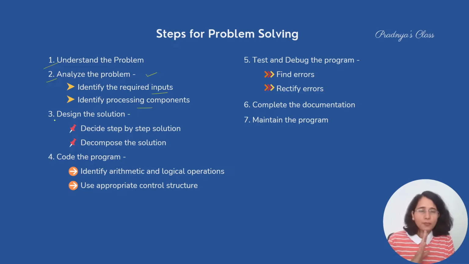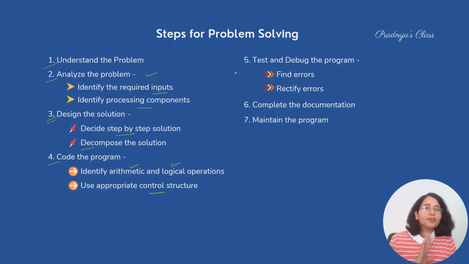After analyzing the problem very well, design the solution. In designing the solution, we write the step-by-step solution and decompose the solution. Decompose means breaking down the main problem into sub-problems so that it is easy to find the solution for it. After finding the best solution for that problem, we have to code the program. In coding, we have to identify the arithmetic and logical operations, and we have to choose the appropriate control structures that we are going to study in the coming chapters.